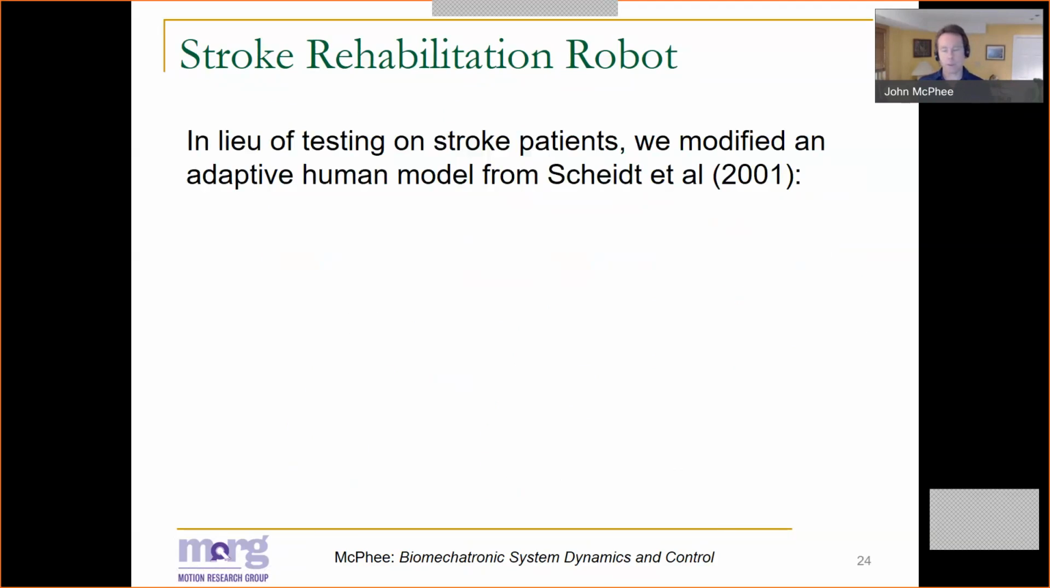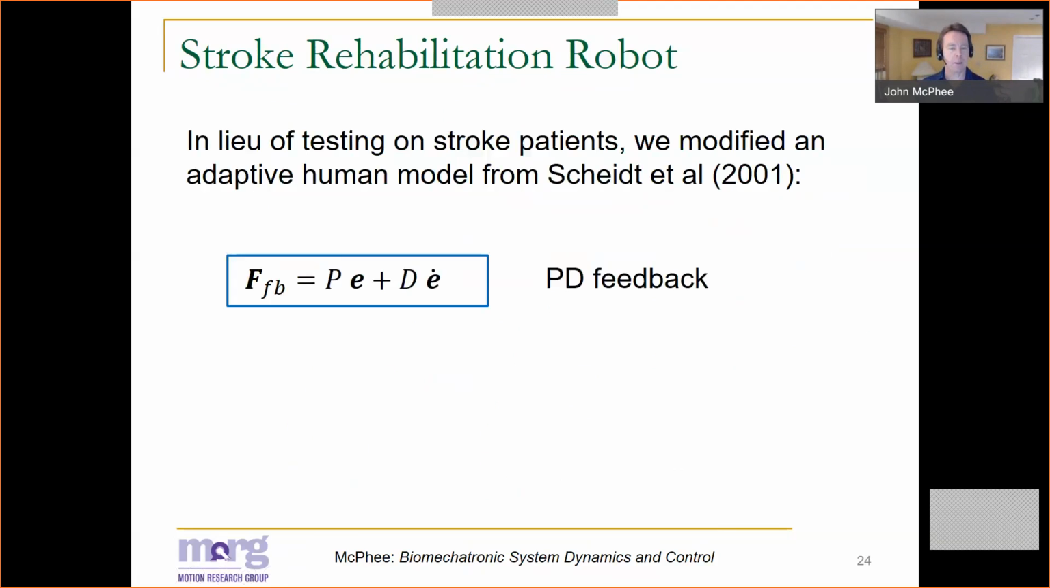Now, we were unable to test on stroke patients this past year because they represent a vulnerable population, and because of COVID, we were unable to work with our local hospital, even though we have ethics clearance to do so. So until we can start testing on real patients, we used a human model from the literature.